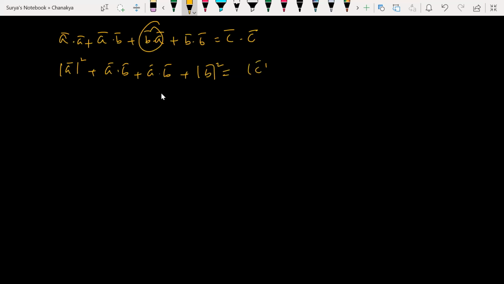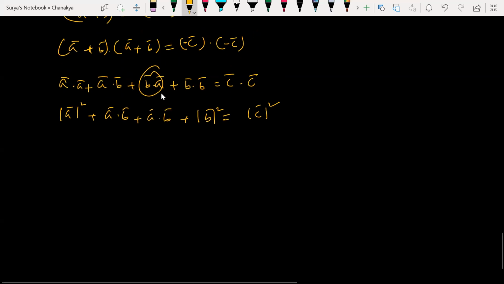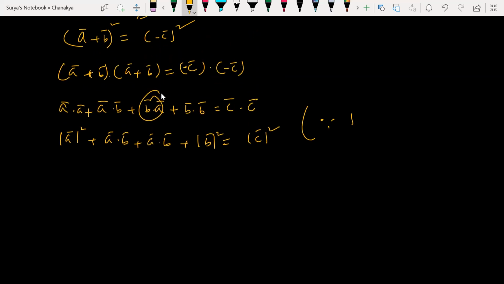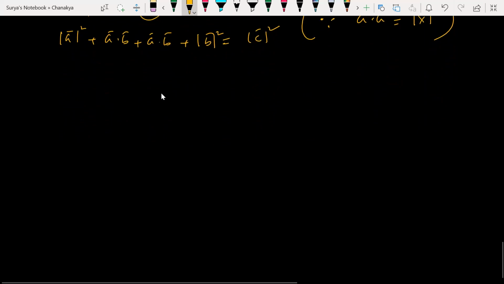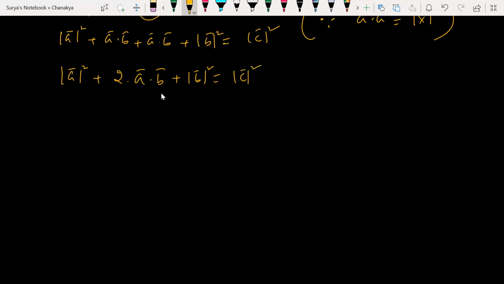So what can we write here? Now look at this here. Guys, already we have seen this can be written like this. We have a property. So now look at this. This can be written as two times A dot B, plus magnitude of B squared, plus magnitude of A squared, is equal to magnitude of C squared. Here I can apply the dot product formula.